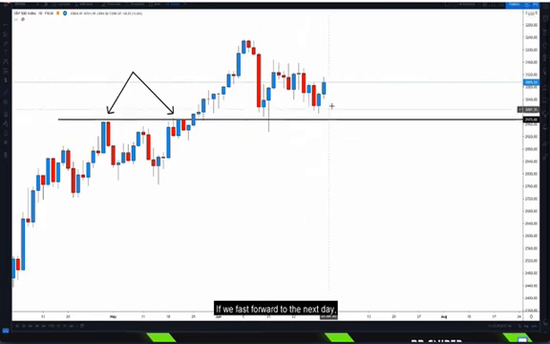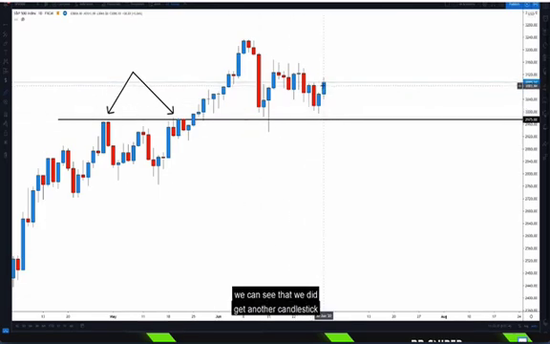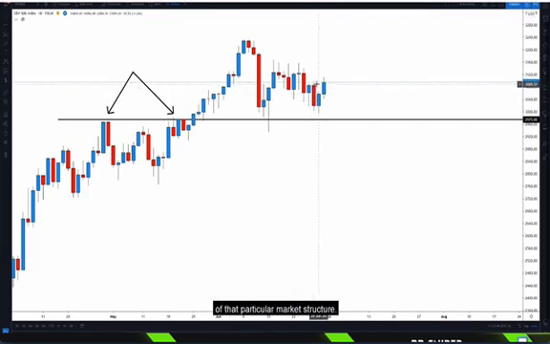If we fast forward to the next day, we can see that we did get another candlestick that was higher than where the first bullish candlestick of the week began. And at that point, we had taken out the high of that particular market structure.